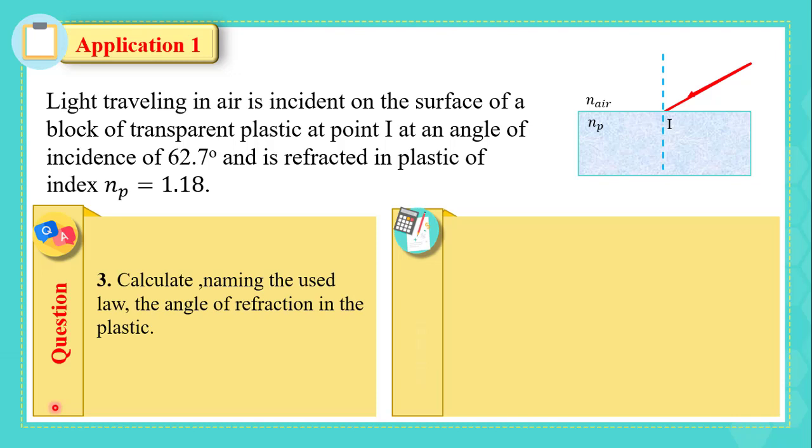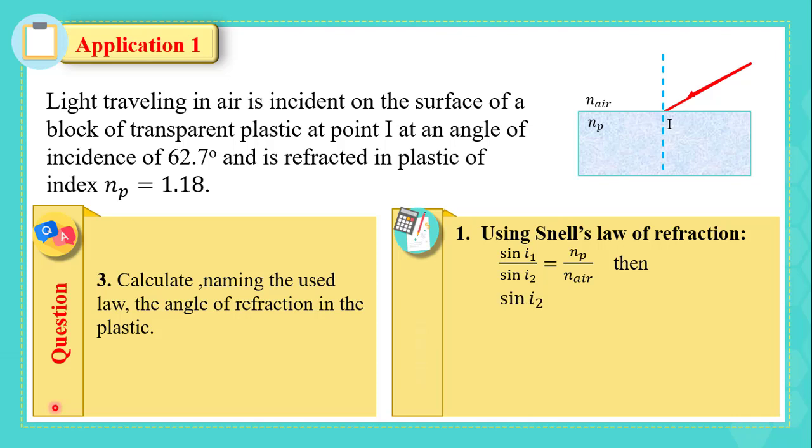Now you are asked to calculate, naming the used law, the angle of refraction in the plastic. Here we will use and apply Snell's law of refraction, where the sine of the angle of incidence divided by the sine of the angle of refraction is equal to the index of the refractive medium, which is Np, divided by the index of the incident medium, which is Nair. Then sine I2 is equal to Nair divided by Np times sine I1. This gives us, after substitution, 0.752.